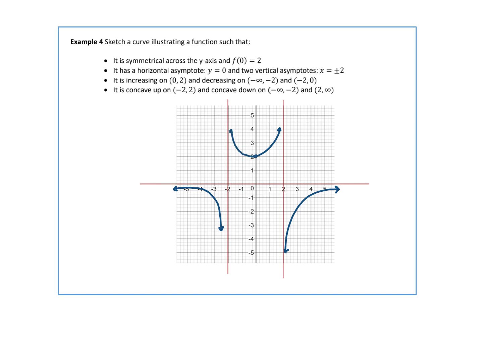So decreasing, decreasing. Concave up like that. So we can conclude that for sure. And then concave down from negative infinity to negative 2, and then 2 to infinity. So here.